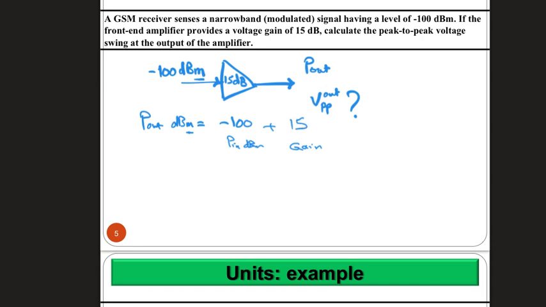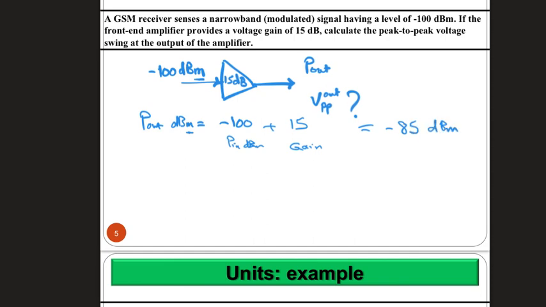And you put everything with the sign. And if someone tells you that there's a component here that has a gain which is negative, this is a component causing losses. Just put it as it is. Minus 1 dB, put it minus 1 dB. Plus 10 dB, put it plus 10 dB. Right? So you put everything with its sign. The result is going to be what? So the power in the output in dBm is minus 85 dBm.